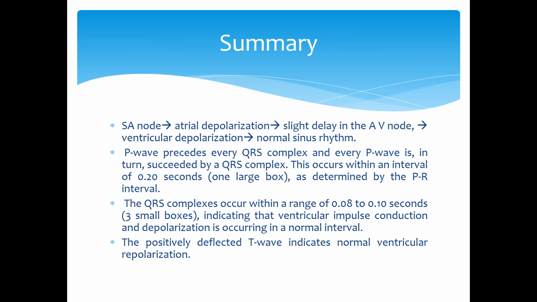The P wave precedes every QRS complex, and every P wave is in turn succeeded by a QRS complex. This occurs within an interval of 0.2 second, which is equal to one large box or 5 small boxes, as determined by the PR interval. The QRS complex occurs within a range of 0.08 to 0.10 second, or up to 0.12 second, equal to 3 small boxes, indicating that ventricular impulse conduction and depolarization is occurring in the normal interval. The positive T wave indicates normal ventricular repolarization.